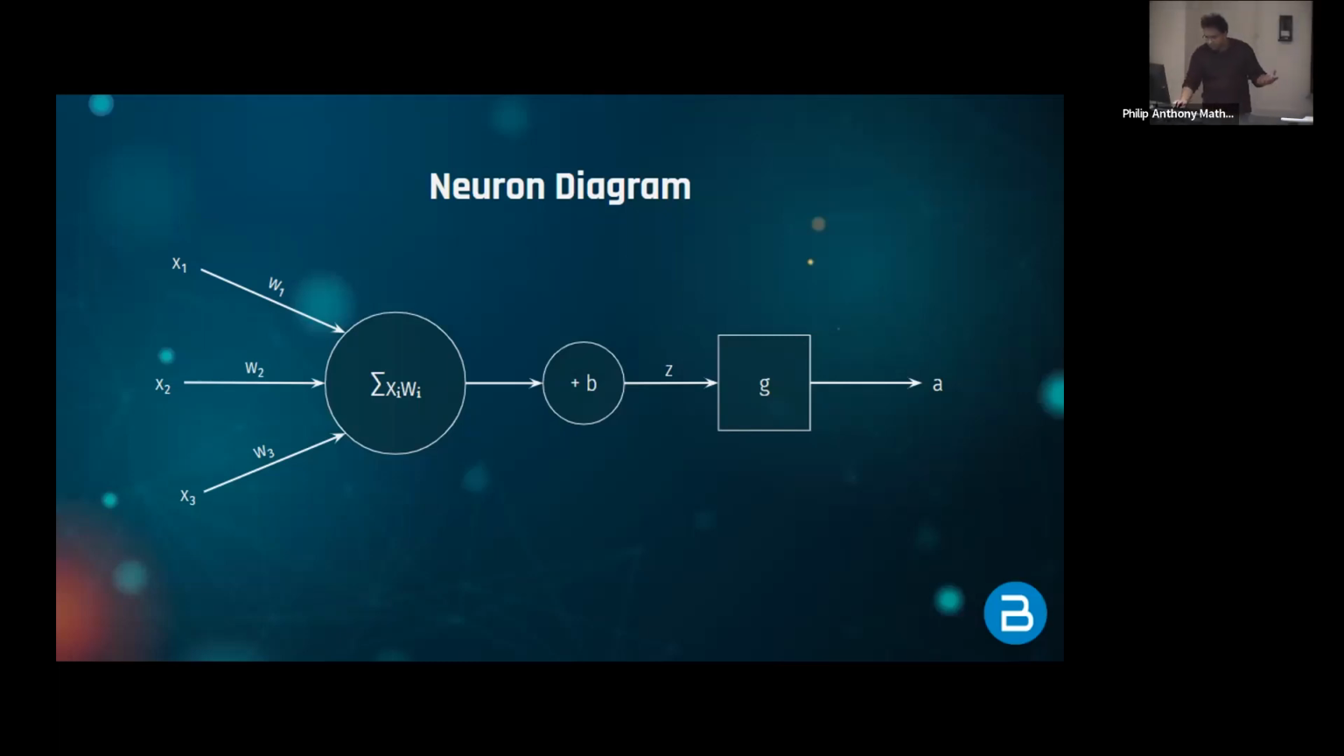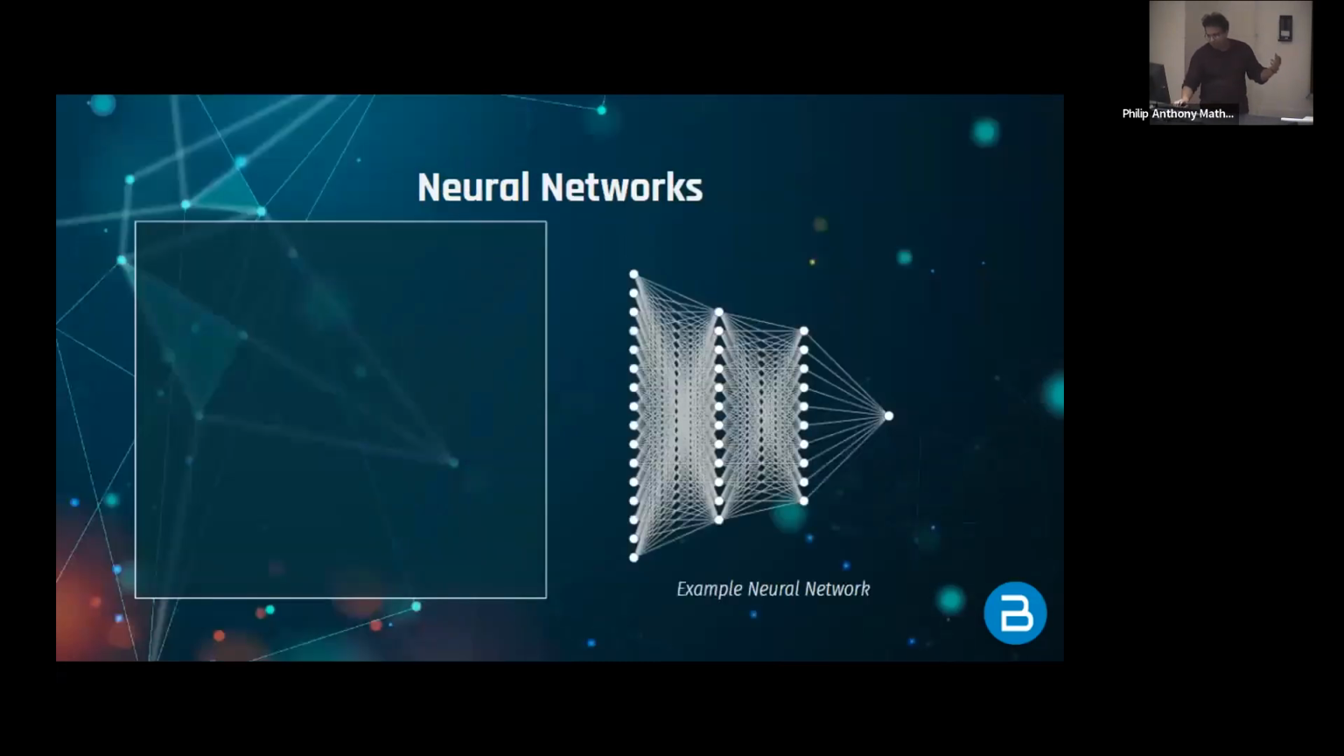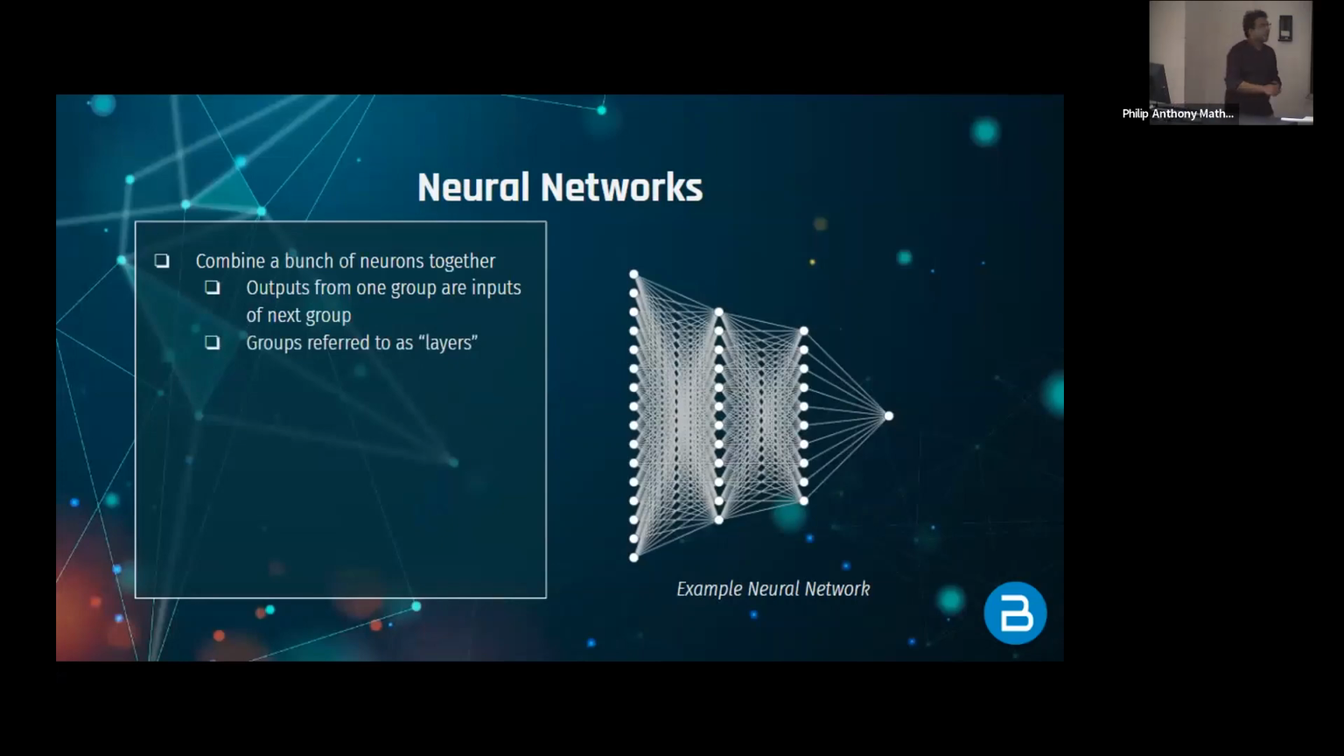Now, given that this is a neuron, a neural network would be a network of neurons. This one is actually kind of a neural network, all things considered, but it's just an example. You basically just take a bunch of neurons and connect them however you want. You don't actually have to connect them this way, but that's what people do. And the outputs of the neurons from one group would be inputs of the next group.